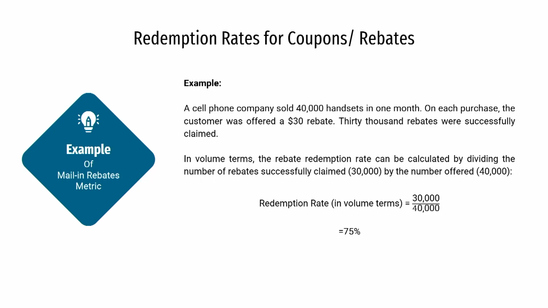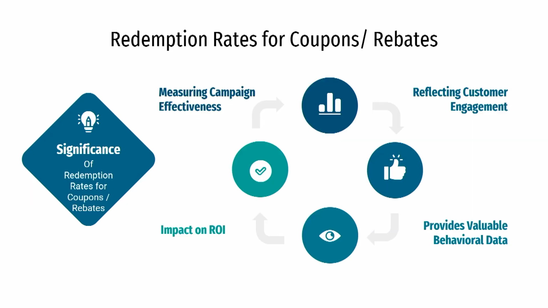Out of 40,000 handsets, 30,000 claims were made. So, 30,000 divided by 40,000, that is 75%, and the rebate was for $30. So, if I calculate the amount that is costed to the company in terms of the rebate, it is 30,000 multiplied by 30. So, it will be 9 lakh dollars.